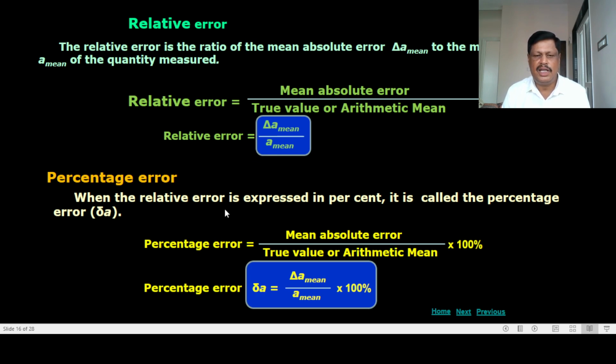Percentage error: when the relative error is expressed in percent, it is called the percentage error. That means if delta A mean over A mean is multiplied by 100%, you will get the percentage error. So percentage error is equal to delta A mean over A mean into 100%. This is the formula for percentage error. Similarly, we can calculate relative error using its formula.